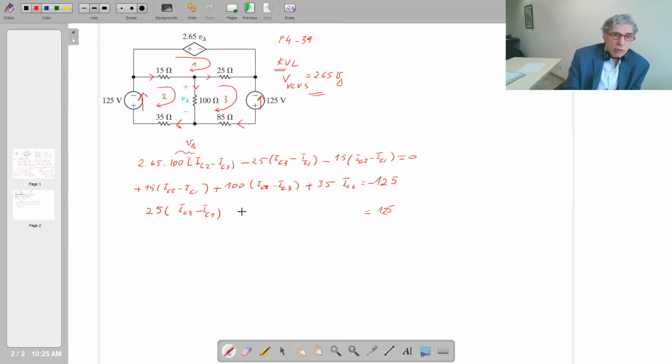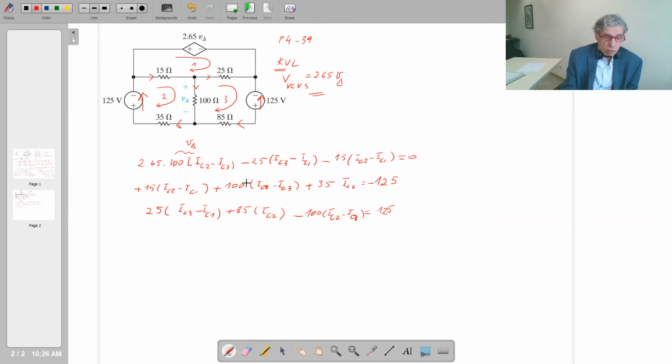What about this element voltage? It is 85 times the mesh current here, same direction, it's going to be IC2. And minus this 100 ohm resistor voltage. So this is minus of this, isn't it? 100 times IC2 minus IC3. So I've got three equations, three unknowns. How are you going to calculate it?